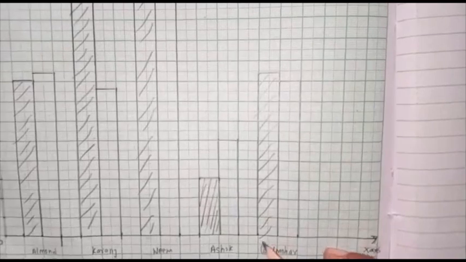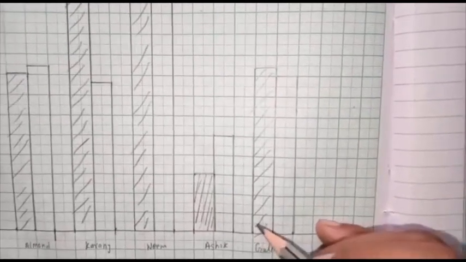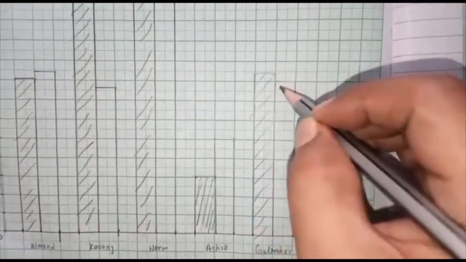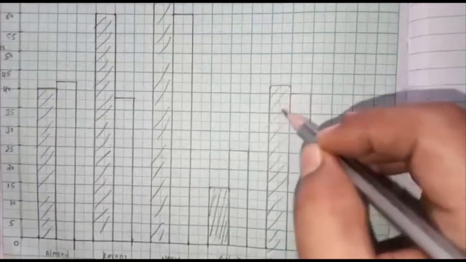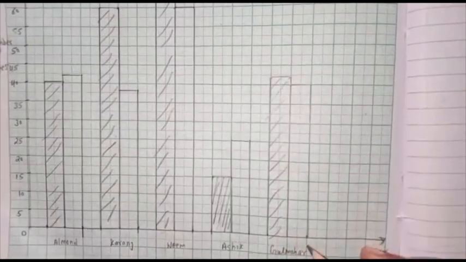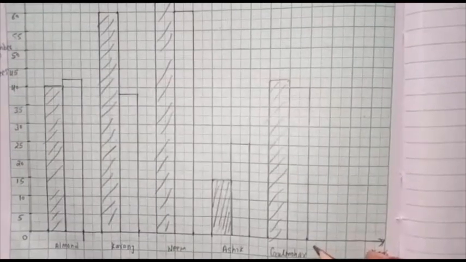Now similarly we have to draw the graph of the Gulmohar tree. Nutan Vidyalaya is 42, so this one is 42, and the Bharat Vidyalaya is 40. This one we shade. So this is about the Gulmohar tree. This is the way we have to draw the joint bar graph.